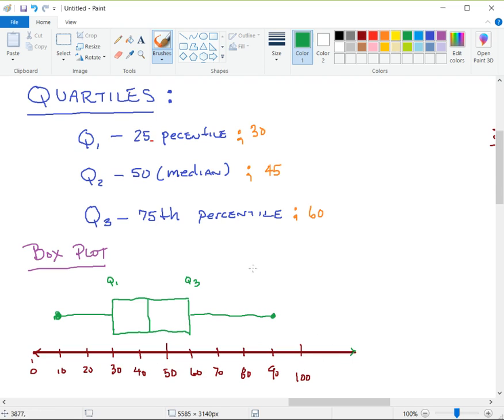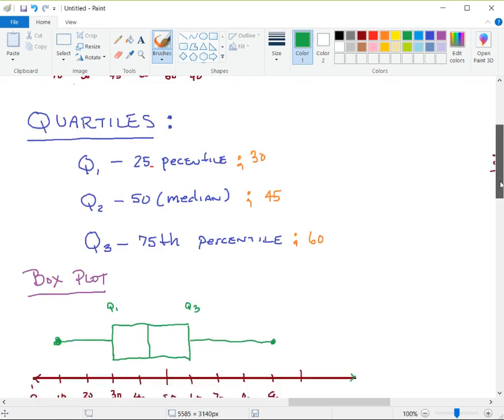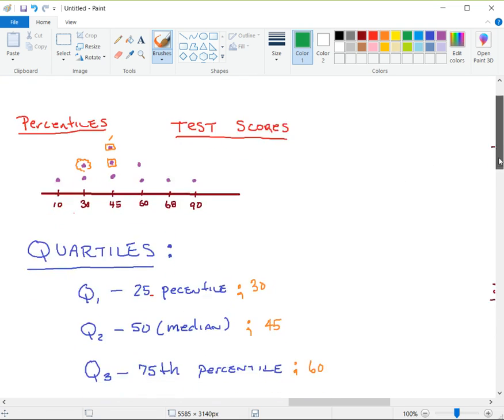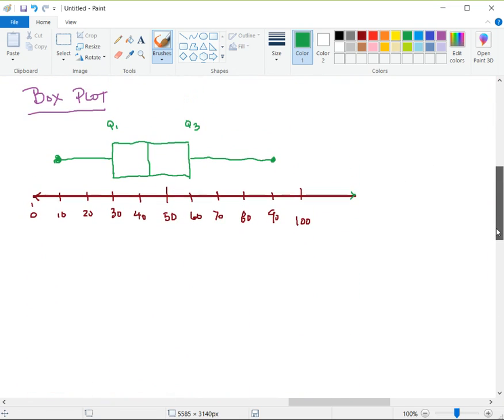Now, occasionally you'll see outliers represented. In fact, this is probably an outlier. This 90 is an outlier. An outlier is a data point that is very unusual and different from most of the other data points. It stands out as being very different. So 90 is an outlier. 10 is pretty close to being an outlier, but it's not really. And so that's sort of information you get off of a box plot.